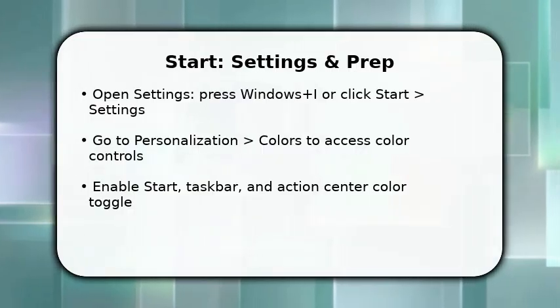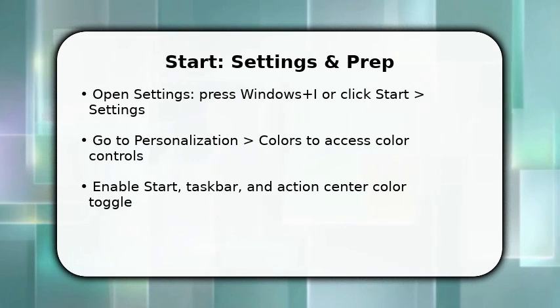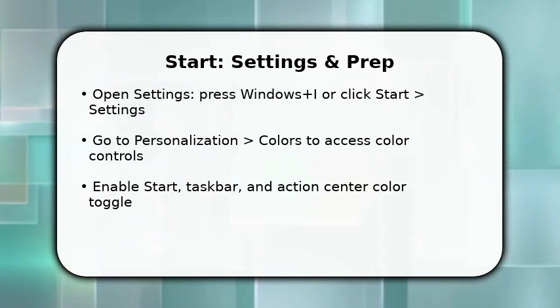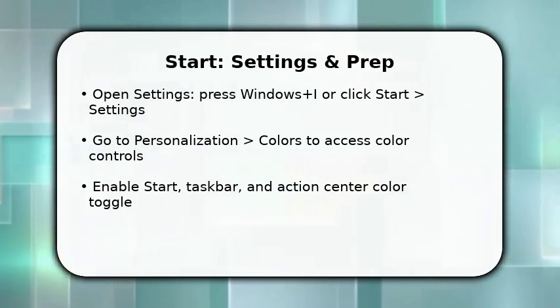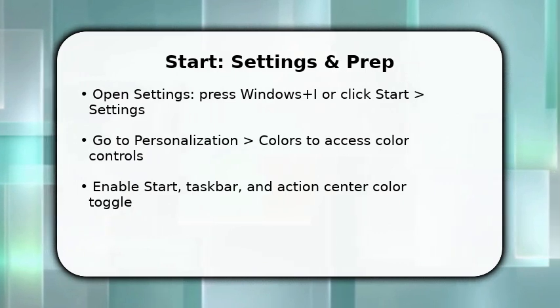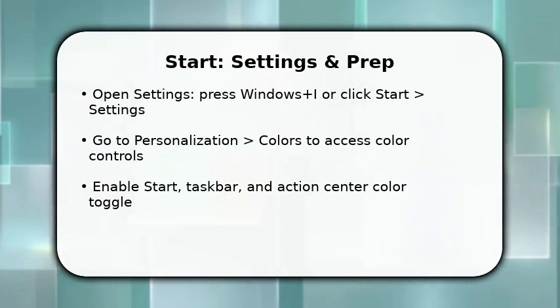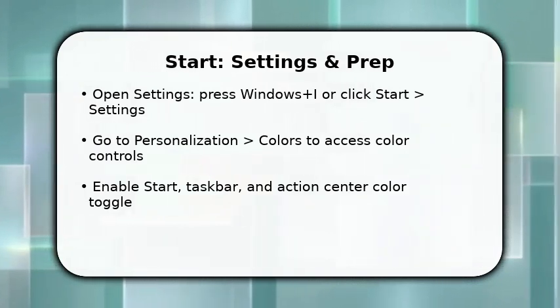You begin by opening Settings with Windows plus I. This gets you straight to System Controls. Once there, navigate to Personalization and click Colors so you can change accent behavior. You must enable the option labeled Show Accent Color on Start and Taskbar. This allows the taskbar to inherit your chosen color.